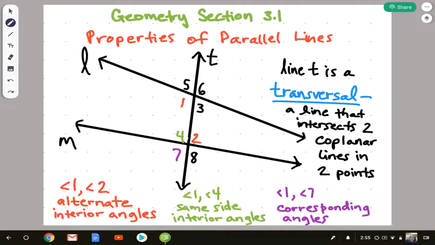Okay, we're starting geometry section 3.1 today, and just so you know, I'm sitting on my deck, but if the dogs start barking, that's why.